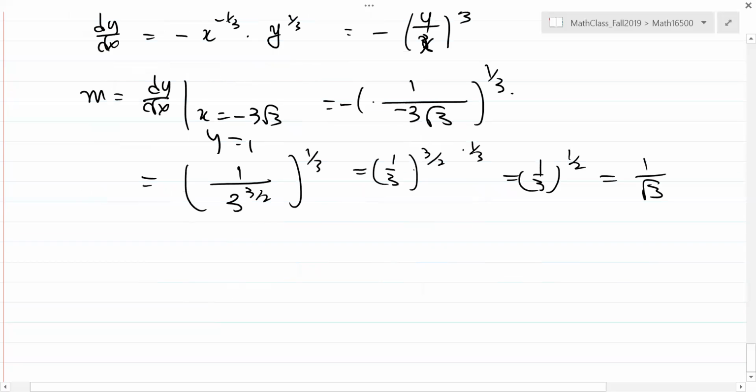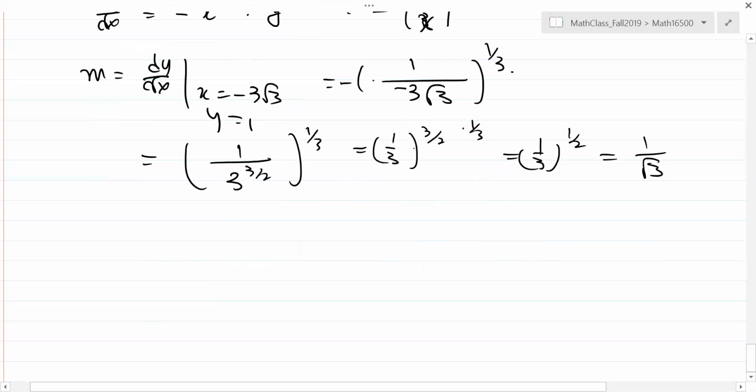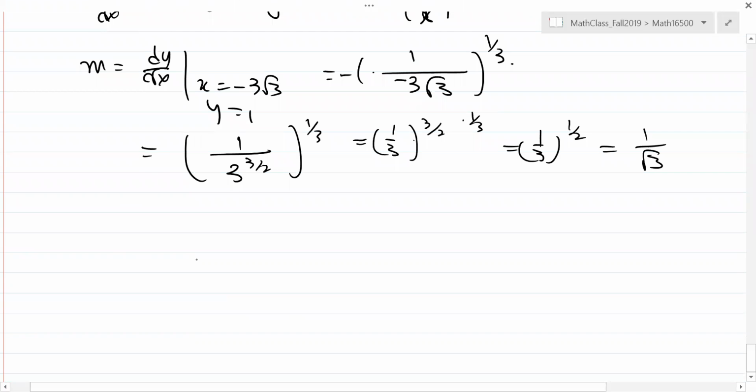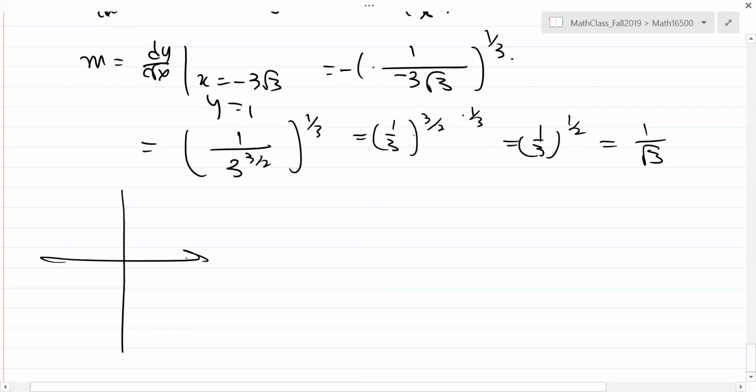All right, so this is the slope. But if you want to solve y in terms of x, it becomes more complicated when you differentiate. Okay, so the picture looks like that. And here's the point. Okay, the slope definitely is positive.